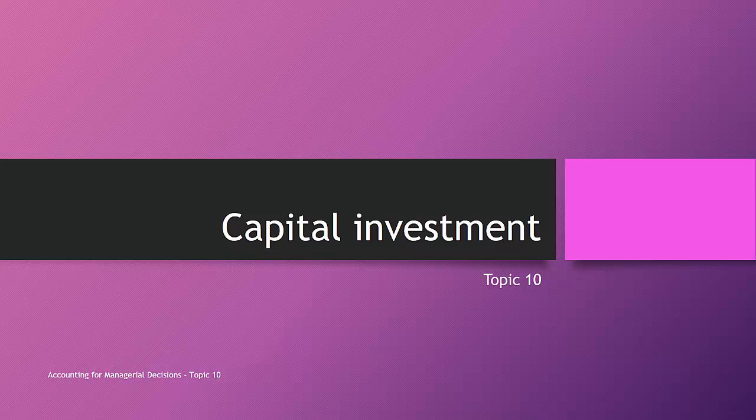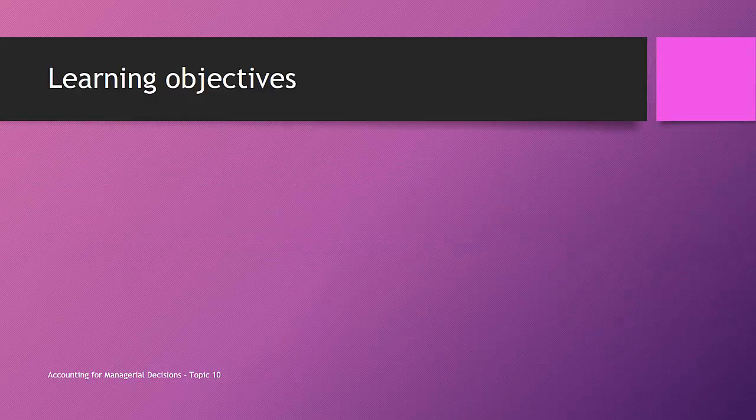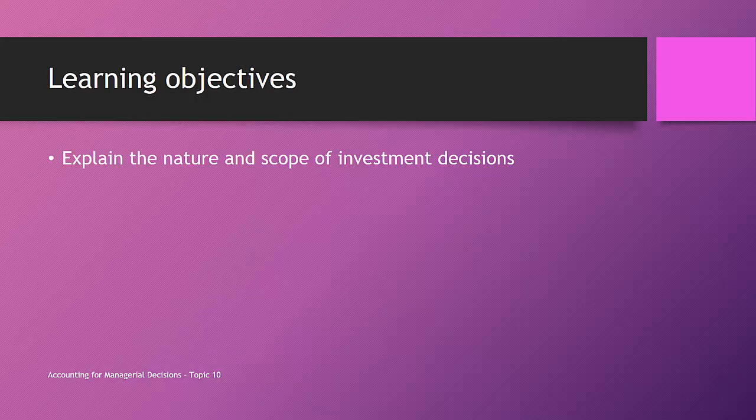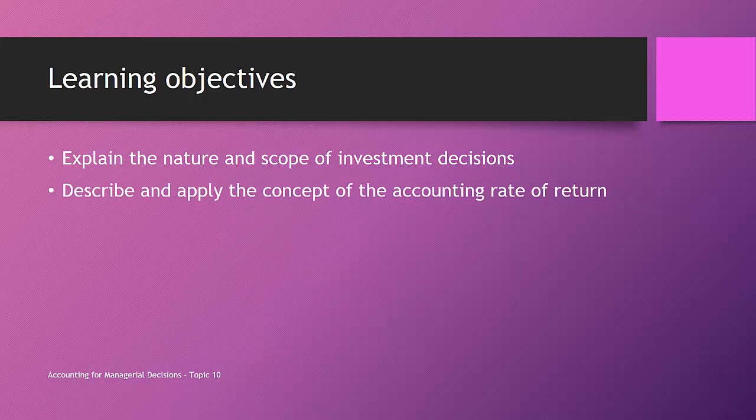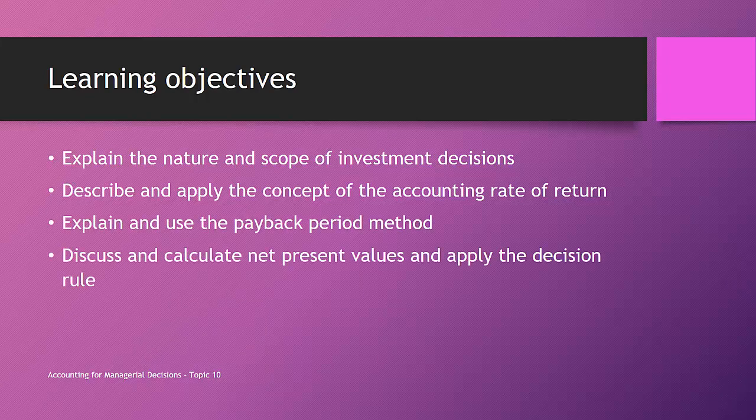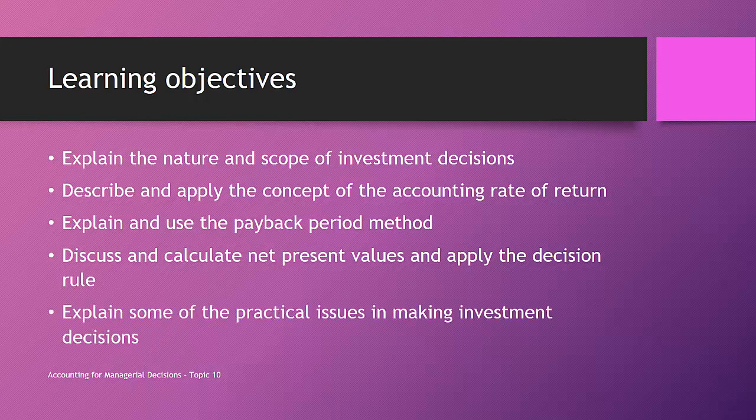Welcome to Topic 10, Capital Investment. In this short video, we're going to be looking at the nature and scope of investment decisions and then going through a number of different methods by which we can ascertain whether or not a project should be considered. We're going to look at the accounting rate of return, the payback period, and net present values, and within each of them, we're going to look at applying them using a fairly simple example, as well as some of the practical issues in making those particular decisions. So some of the benefits and drawbacks of each of those particular methods.